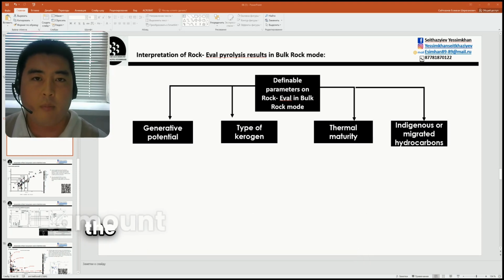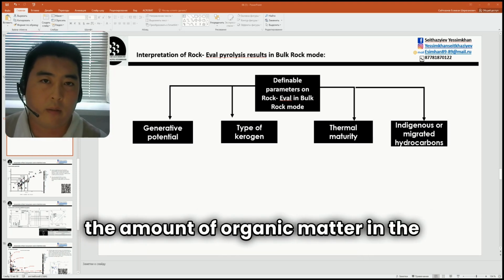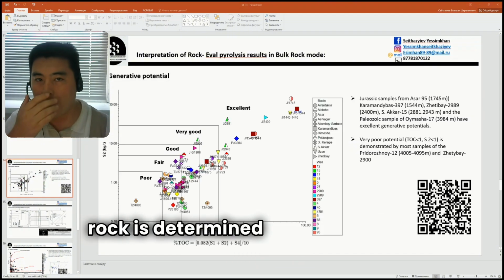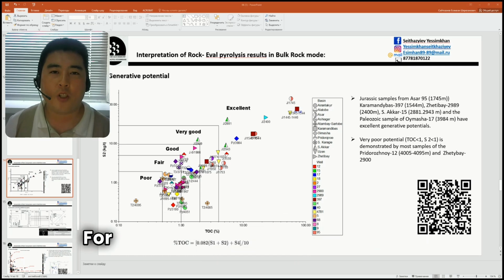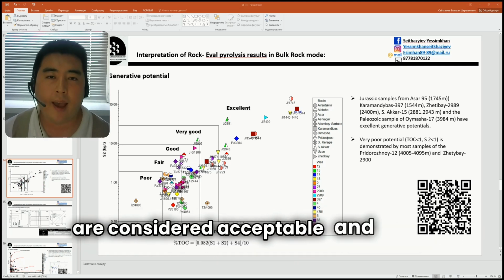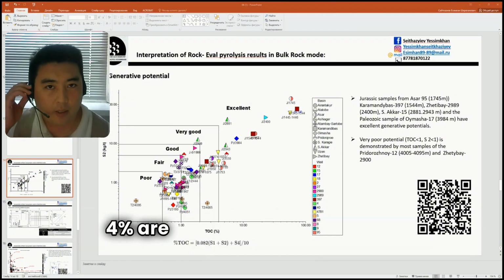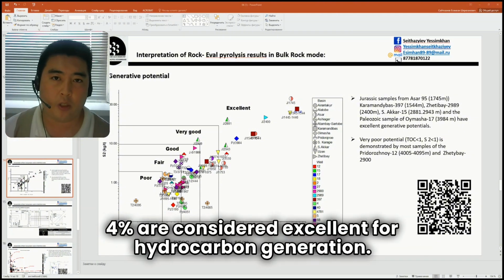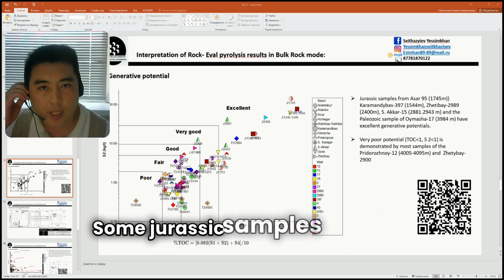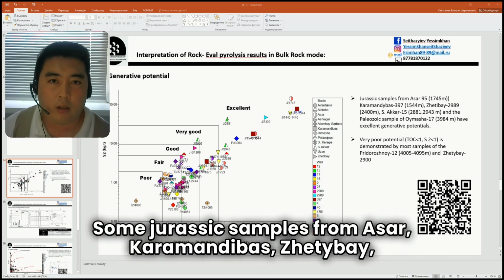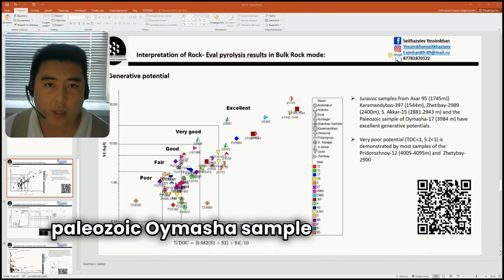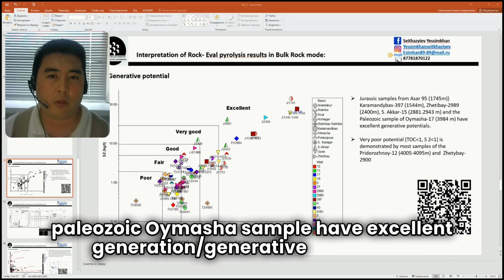Generative potential. The amount of organic matter in the rock is determined by total organic carbon. For shale, TOC values higher than 2 are considered acceptable, and values higher than 4 are considered excellent for hydrocarbon generation. Here is an example of the South Mangyshlak Basin. Some Jurassic samples from Asar, Karamandybas, Chitabay, and northern Aktau fields and the Paleozoic Moimasha sample have excellent generation potentials.